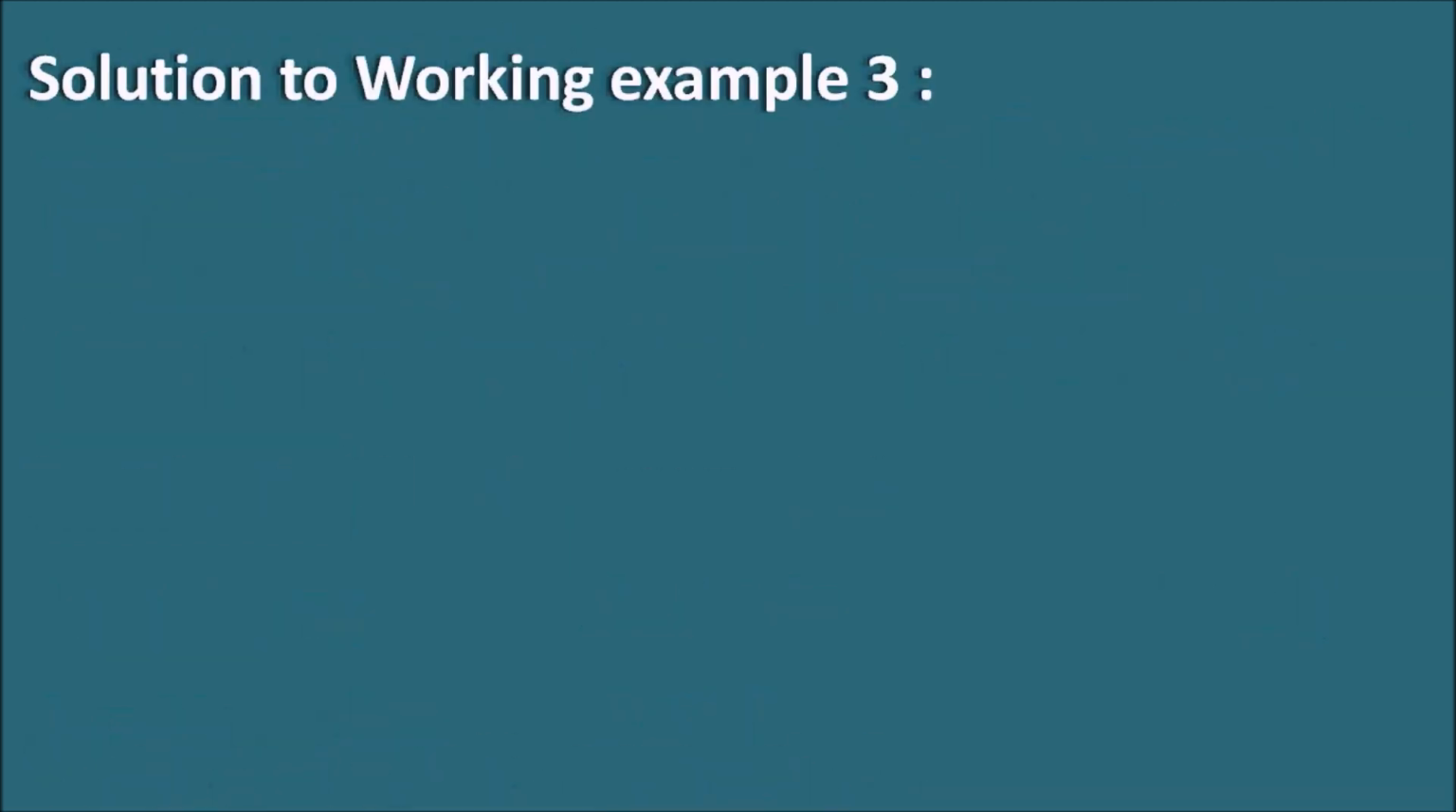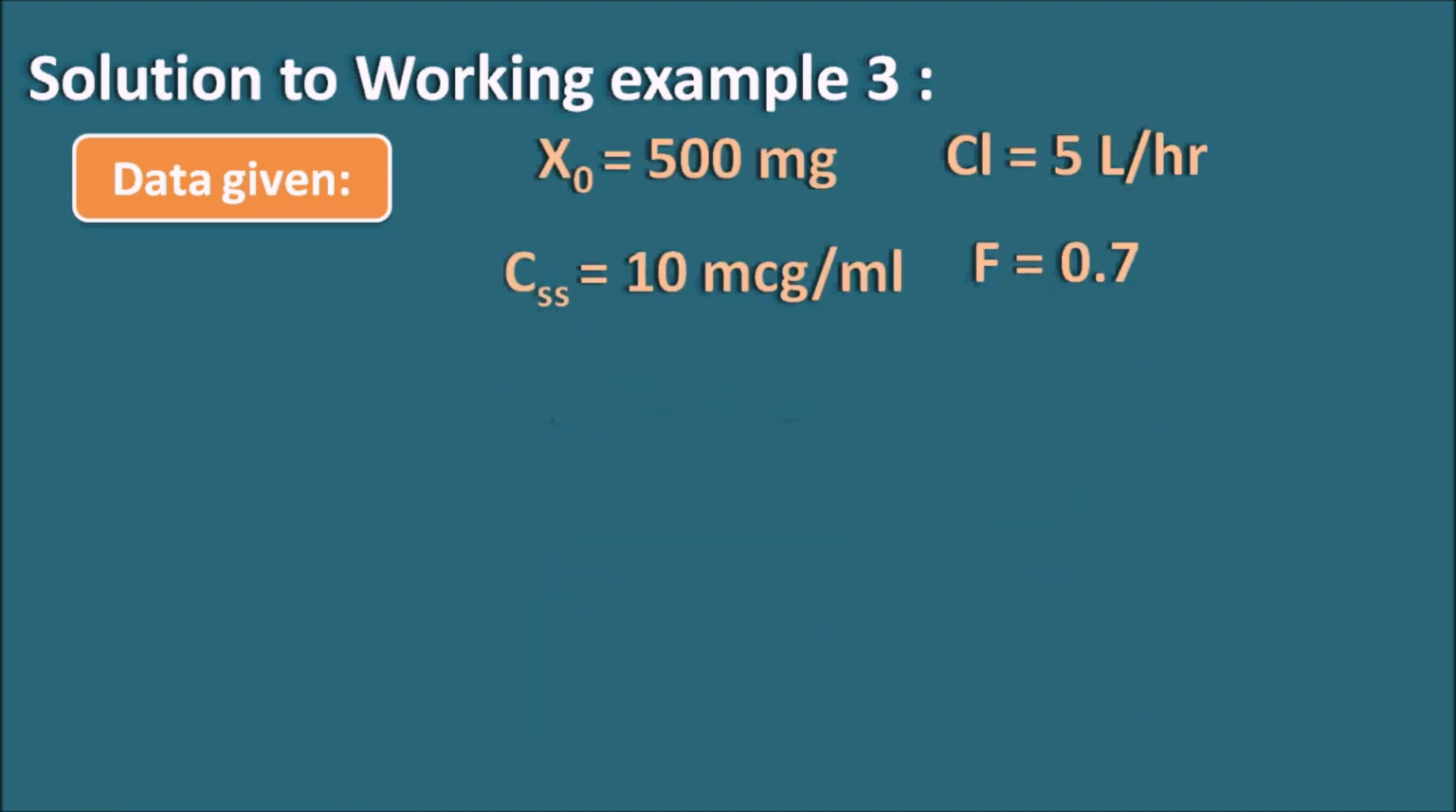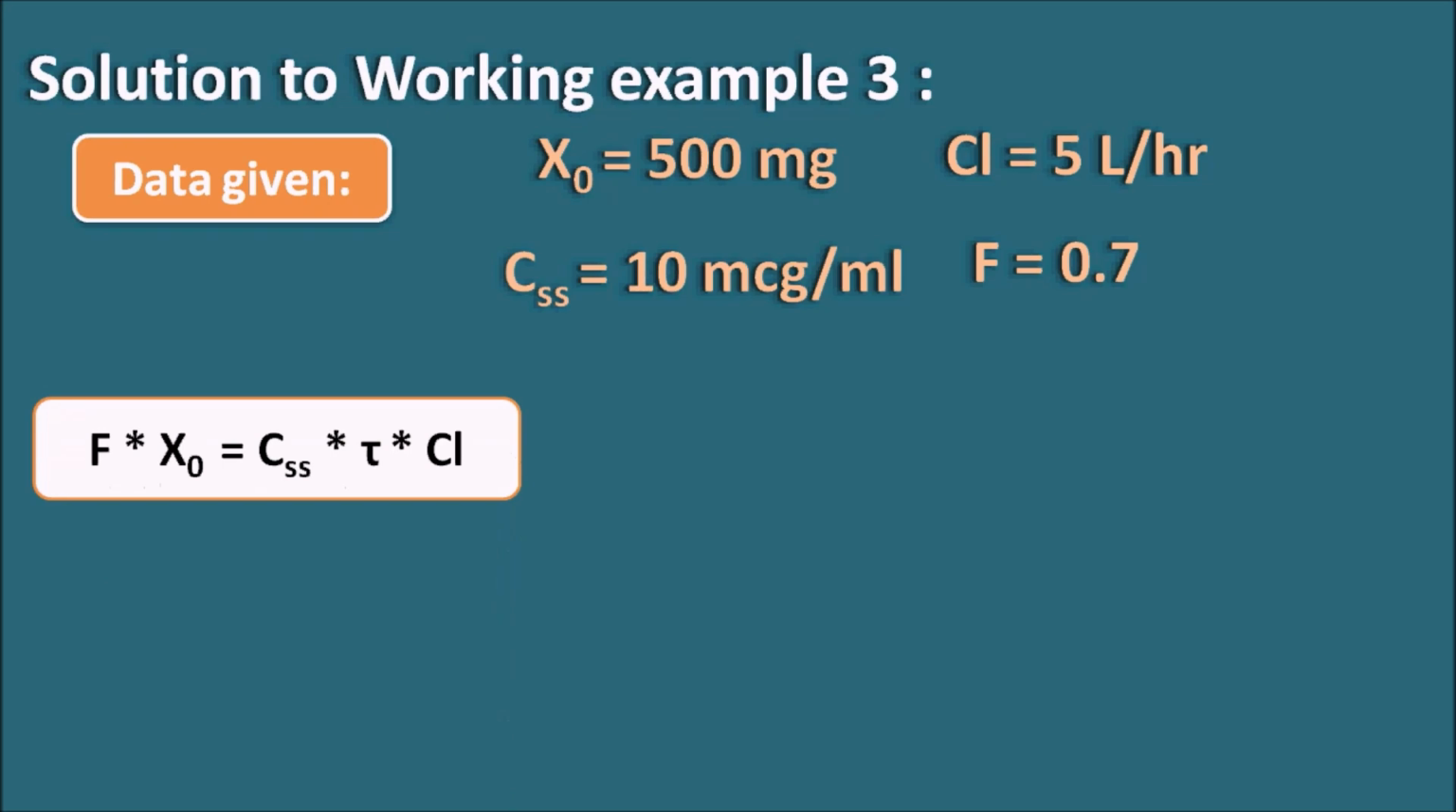So let us see the solution for this. The data given are X naught, CSS, clearance, and F. Again we can use this equation, F into X naught is equal to CSS into tau into clearance. So F is 0.7, so 0.7 into 500 is equal to CSS, which is given as 10 microgram per ml and can be converted into 10 mg per liter. Both are the same. Because the clearance is given in terms of liter and the dose is given in terms of mg, we can convert the CSS from 10 microgram per ml to 10 mg per liter.